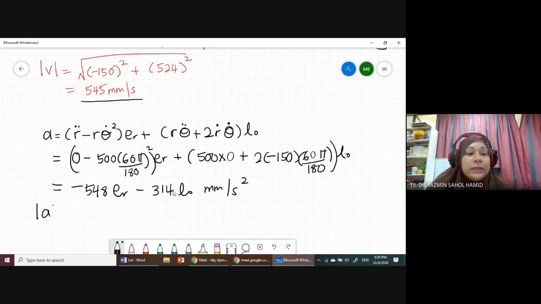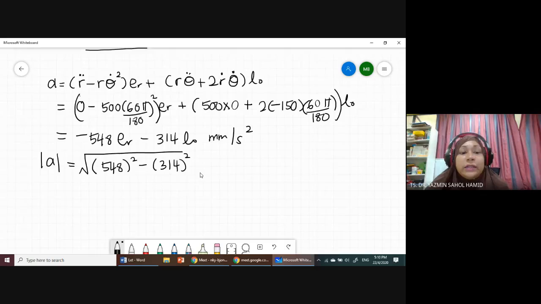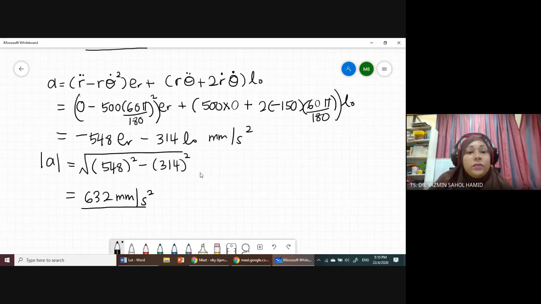Now, if you want the acceleration magnitude, what do you need to do, class? You need to square root the answer. When you square root the answer, what do you get? You get the magnitude of the acceleration, which is equal to 632 millimeter per second squared. Okay, so this is the answer.